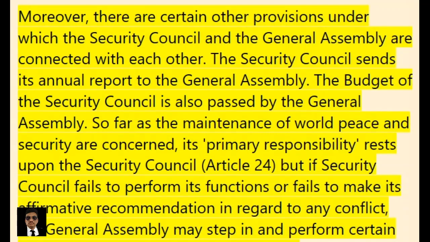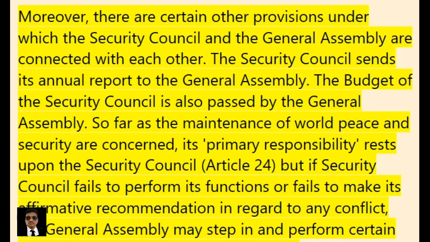Moreover, there are certain other provisions under which the Security Council and the General Assembly are connected with each other. The Security Council sends its annual report to the General Assembly. The budget of the Security Council is also passed by the General Assembly. So far as the maintenance of world peace and security are concerned, its primary responsibility rests upon the Security Council.